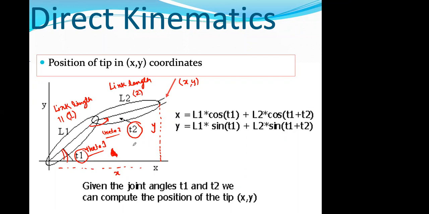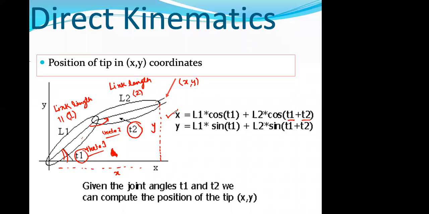So how much will the x coordinate be? This will be L1 cos theta 1 plus L2 cos of something. What is the angle for this L2? It will be T1 plus T2, because the earlier angle is having an effect on the other angle. This theta 1 is affecting the second angle, that is why it will be theta 1 plus theta 2. So this will be your x coordinate. The y coordinate will be L1 sin theta 1.